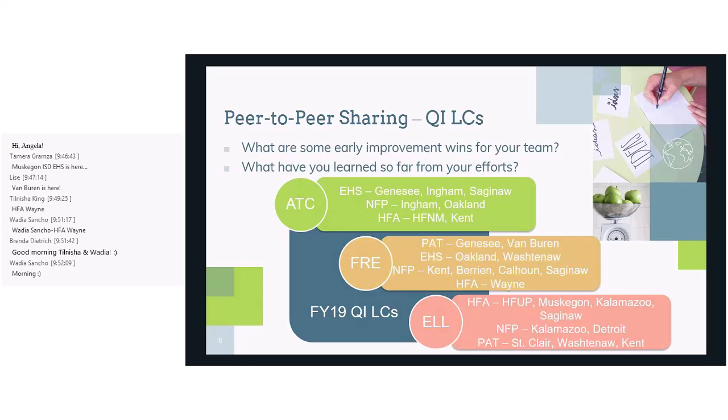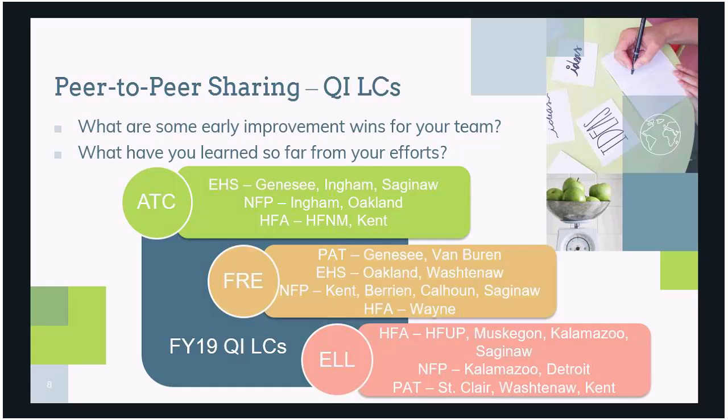And we're going to kick things off with the Access to Care Collaborative doing some sharing. The questions you see here on the screen are the same questions that we shared ahead of time, asking your team to put a little bit of thought into these questions and share a couple of things with others on the line today. So the first question that we asked you to consider is, what are some early improvement wins for your team? And what have you learned so far from your improvement efforts?